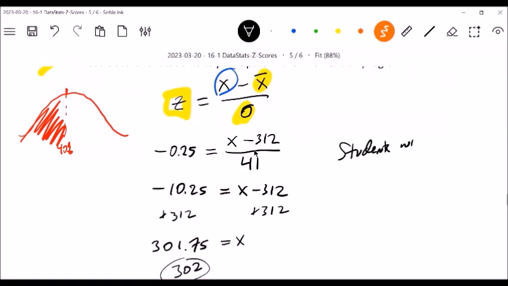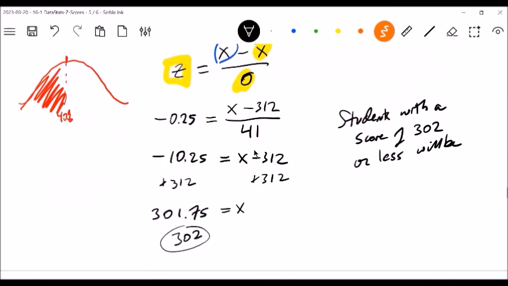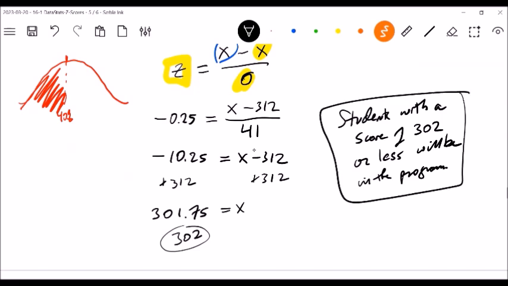Students with a score of 302 or less will be accepted into the intervention program. And that would be our answer, 302. Or approximately 300. But if they want to keep to the exact number, 302 would probably be best.